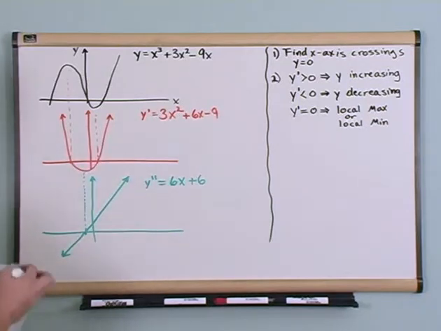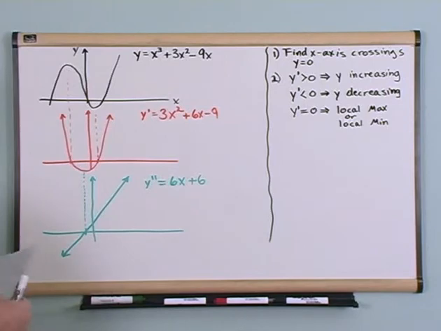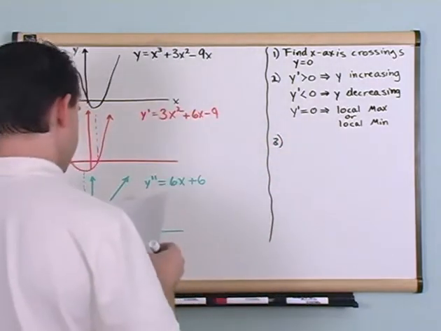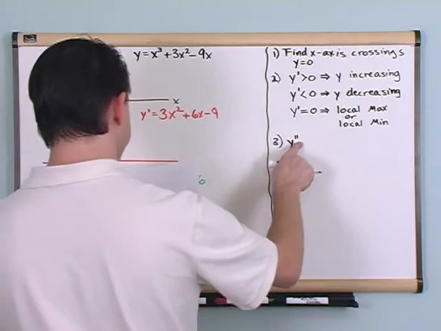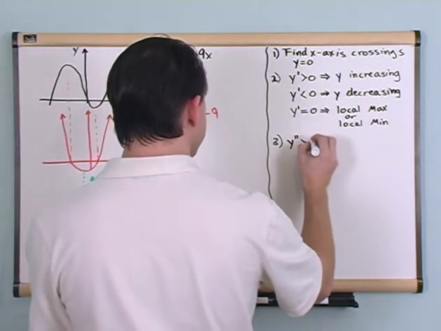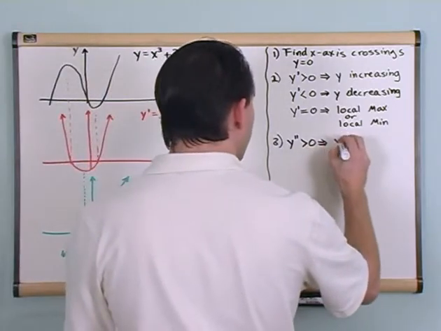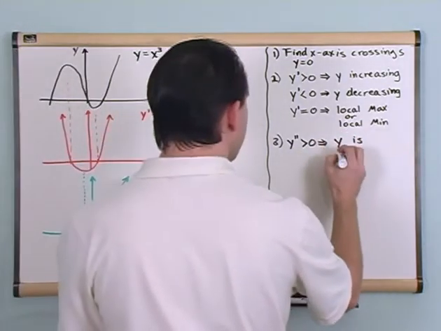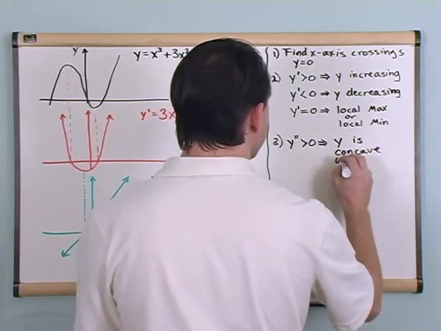So you can use that. Now, let's learn from this. What you can learn is, if the second derivative is greater than 0, then what does that imply? Then the original function y is, and I'm going to explain this term in a minute, concave upward.